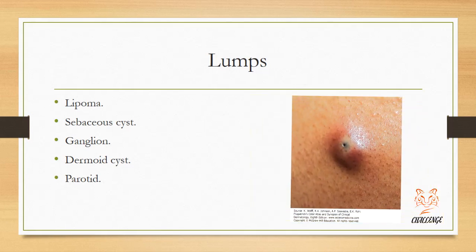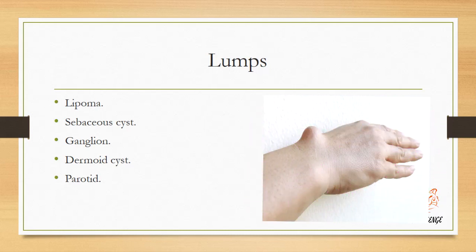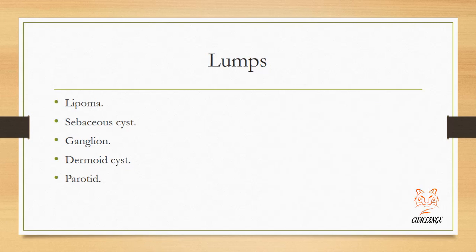The second lump is a sebaceous cyst. It's commonly found in a hairy area like the face and axilla. The special character of it is it has a punctum, it's attached to skin, and the cross fluctuation test is positive. The third lump is a ganglion. The common site of this swelling is the hand and wrist. It has a smooth surface and it's fluctuant, and when we do a transillumination test, it will be positive.